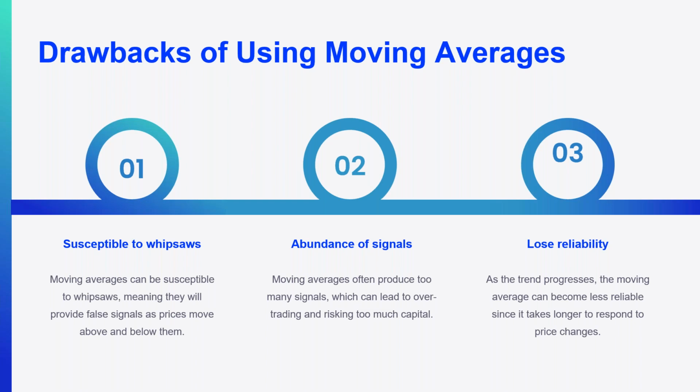And then, of course, number 3, the other drawback is reliability. As the trend progresses, the moving average becomes less reliable, so it takes longer to respond to price changing. This is for overextended trends.